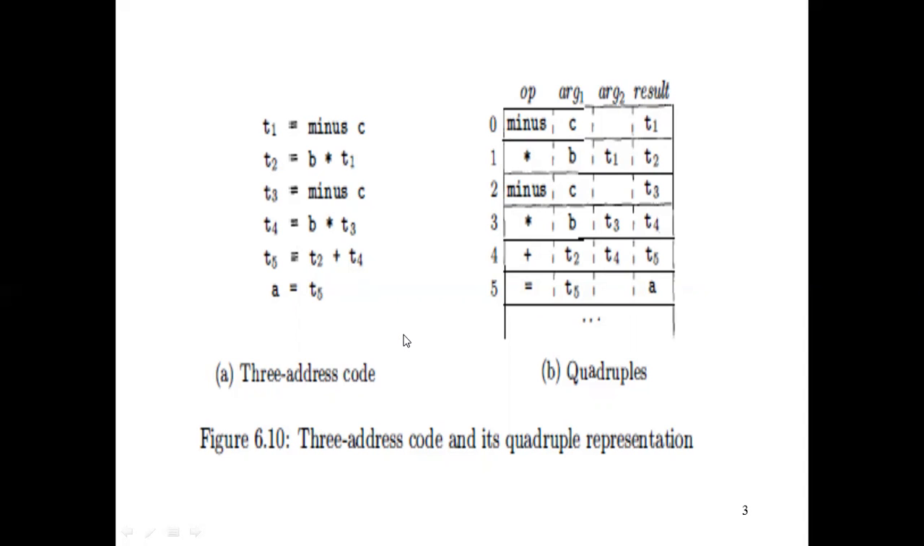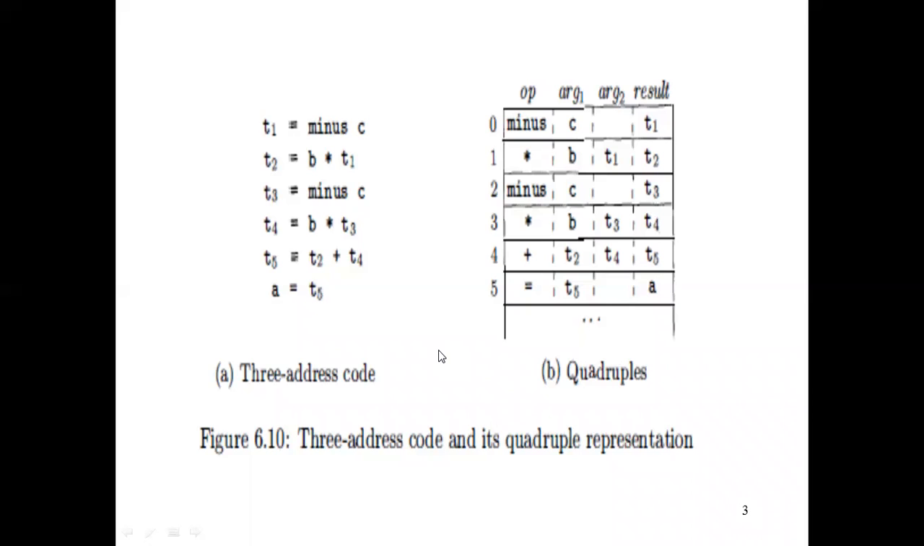Now how do we represent it in the form of quadruples? We have already discussed quadruples in the preceding lecture. Quadruples are used to represent the three address code. There are three ways: the two important forms are quadruples and triples, and third, created from the triples, is called indirect triples. These are the three ways to represent the three address code.